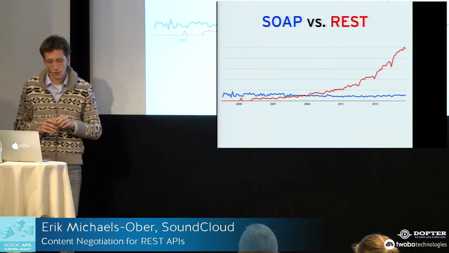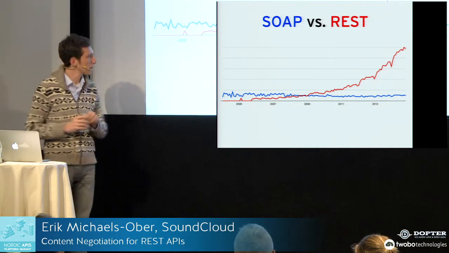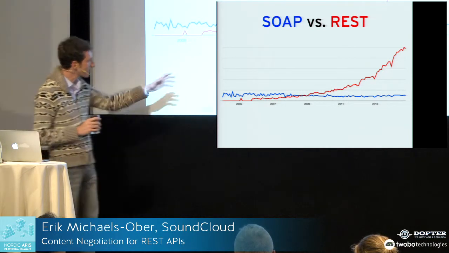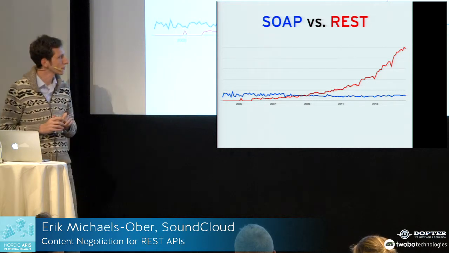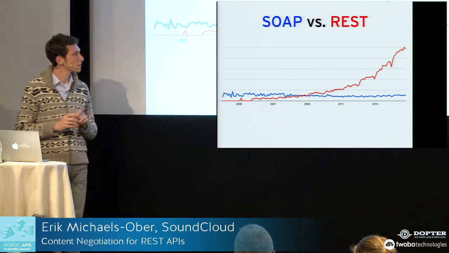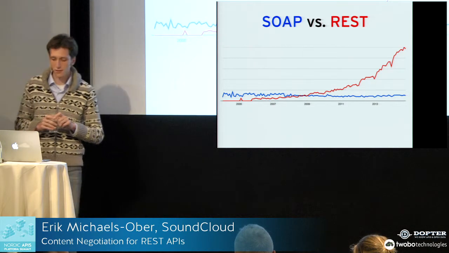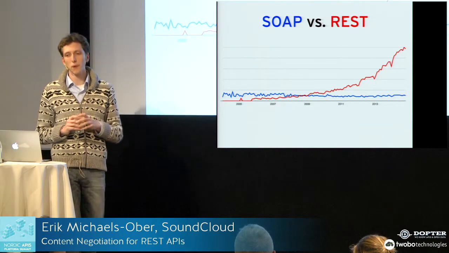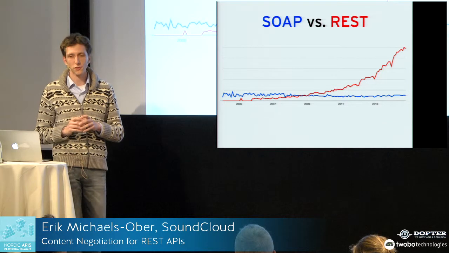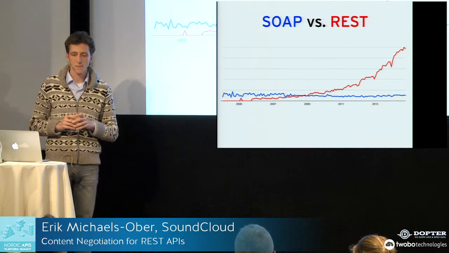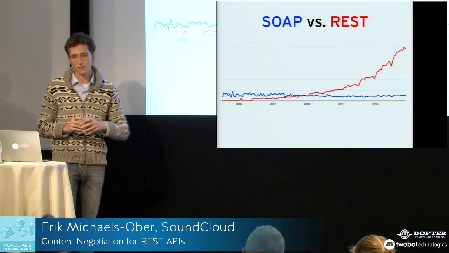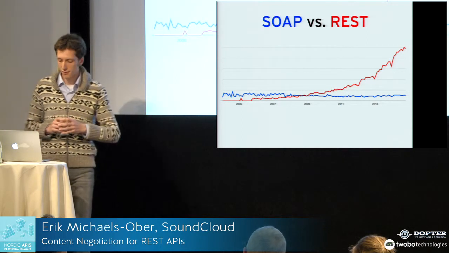The book came out in 2007, and within a year or so, that was pretty much the turning point for when REST overtook SOAP, at least in Google popularity. So this is using Google Trends. These are basically people searching for these terms, REST API versus SOAP API.